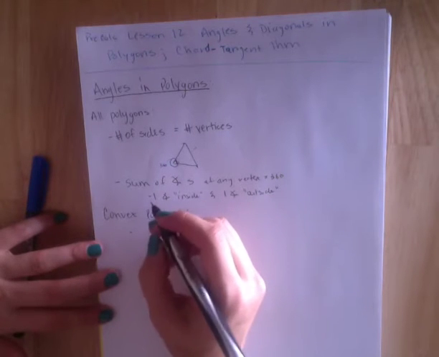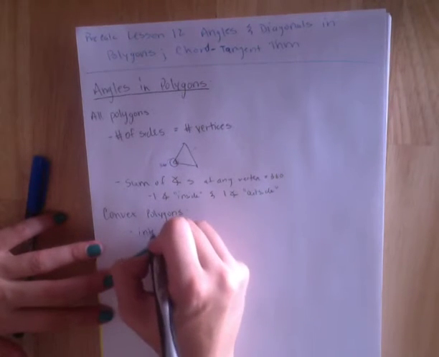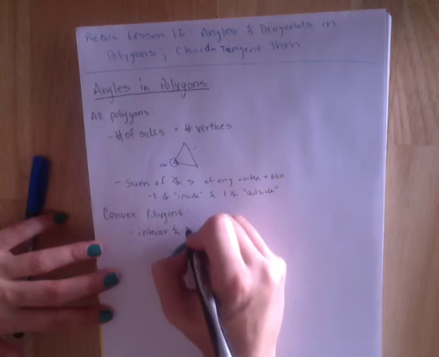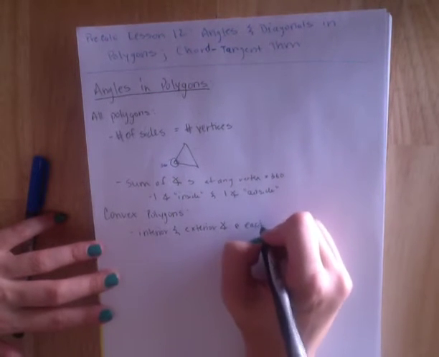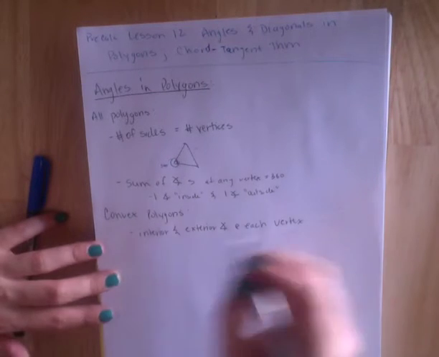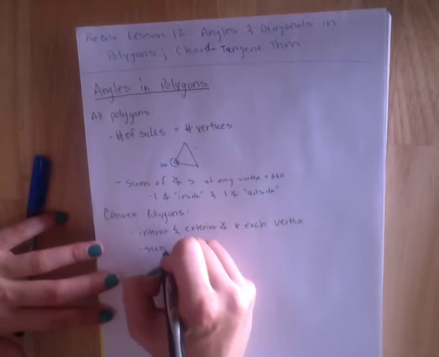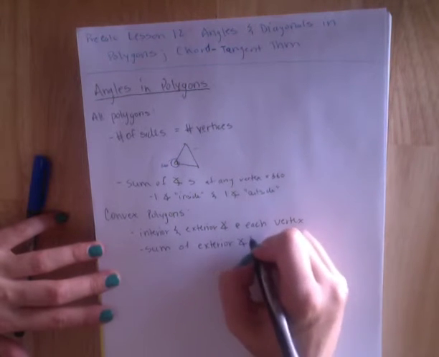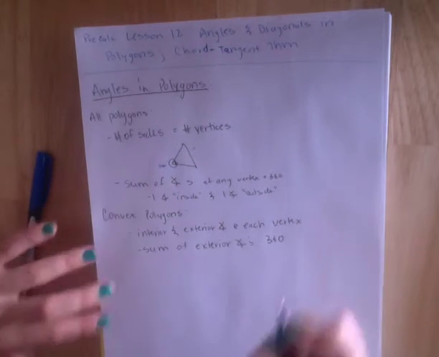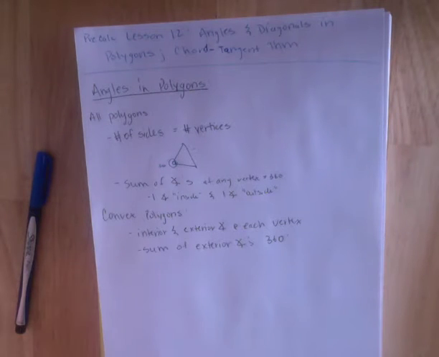Now, we have convex polygons. And in convex polygons, there is an interior and exterior angle at each vertex. And likewise, the sum of all the exterior angles is 360 degrees.